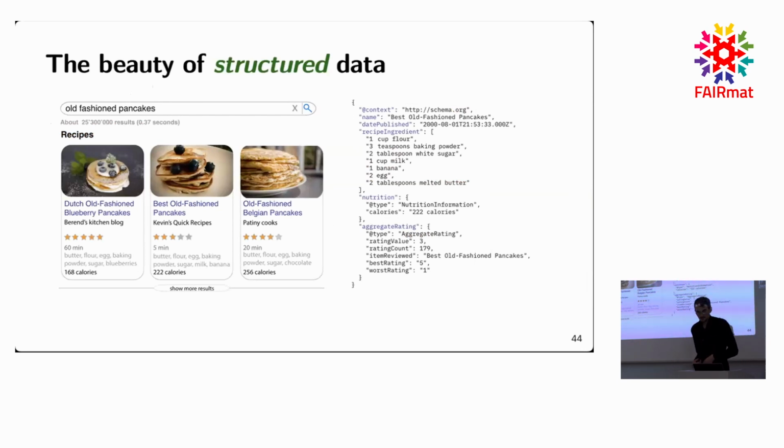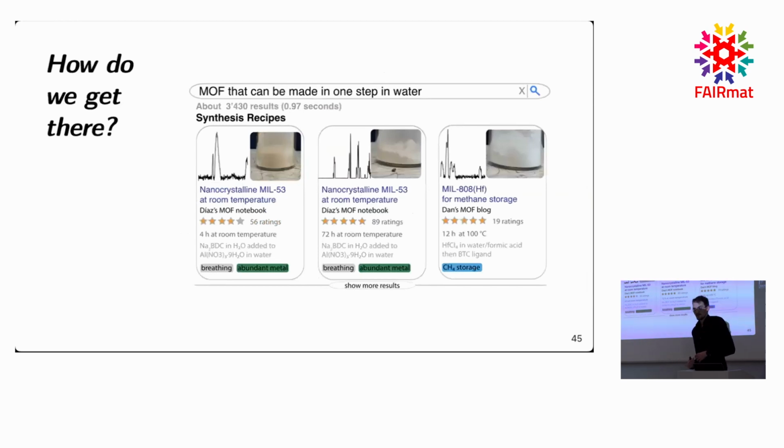And if you had this, you could hopefully envision something like finding all the MOFs that you can make in water. I mean, this is even more tricky because you have to do semantic search, but you can in this way envision a way where you can also look for recipes in chemistry in the same way.